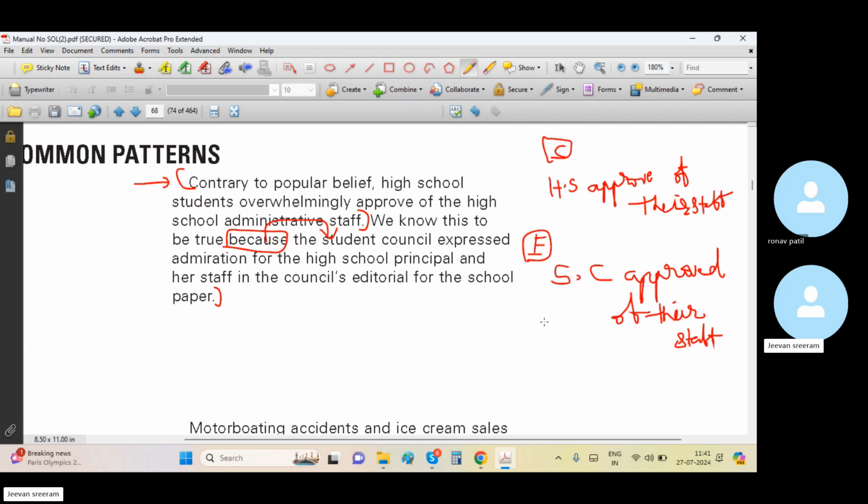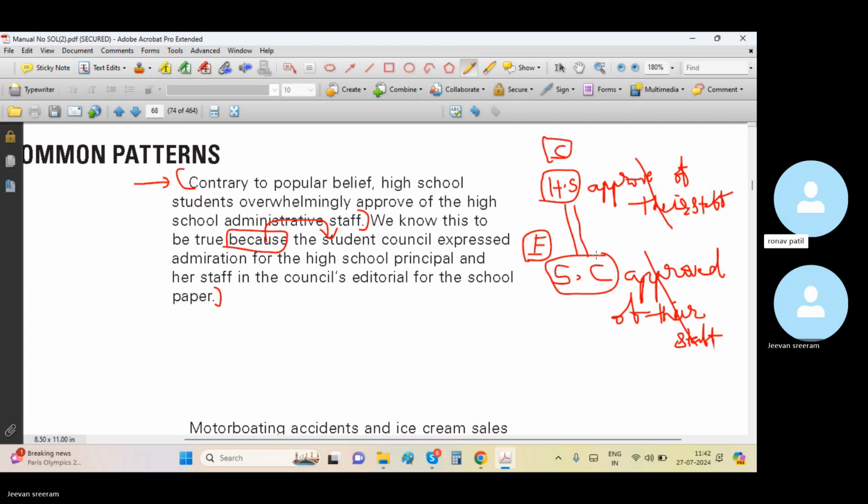As I told you, eliminate the common meaning between claim and evidence. You will find the assumption. Whatever remnants you are left with can be written in a meaningful way, and check whether it is true based on the argument and whether it is unstated. Then you can conclude that's the assumption. So approve of, approved of. Ultimately you are left with high school students and student council, and you can equate these two.